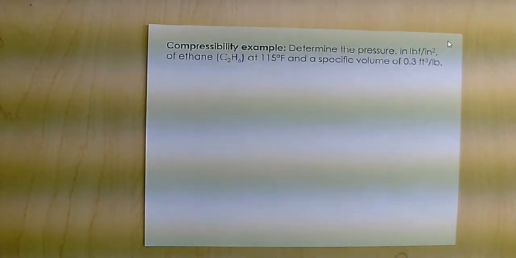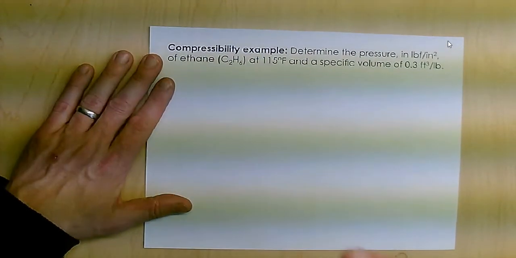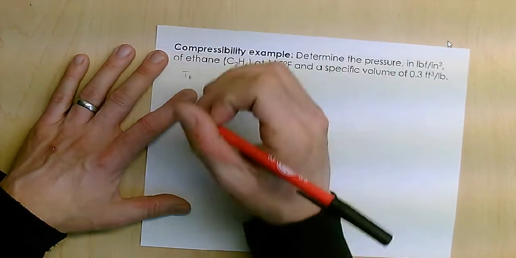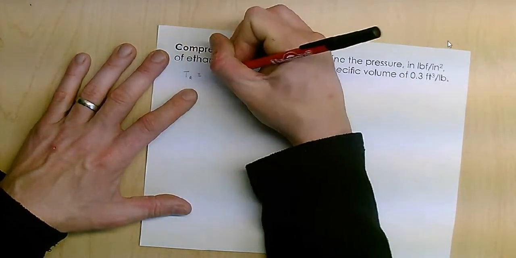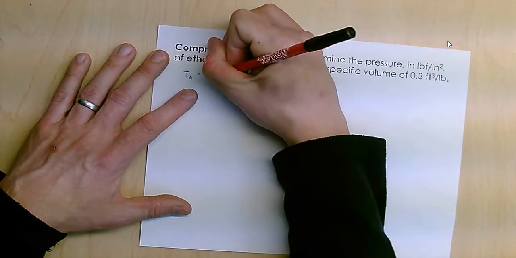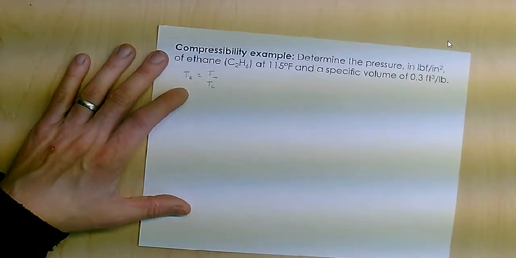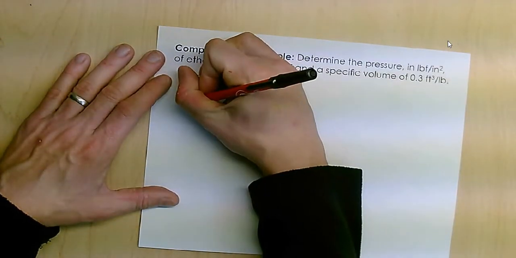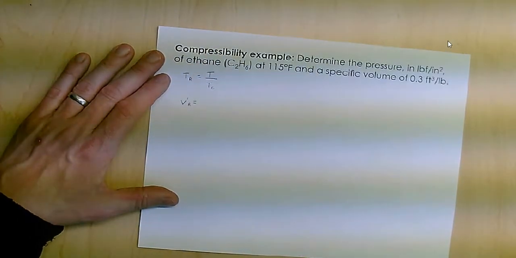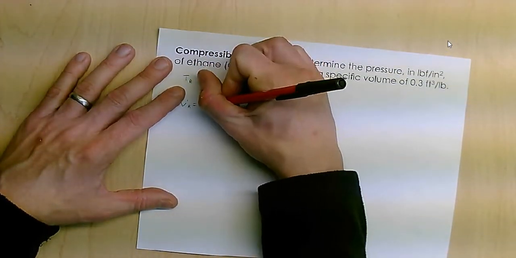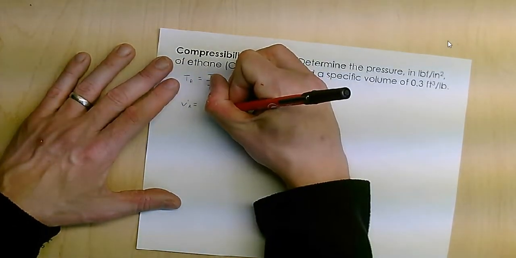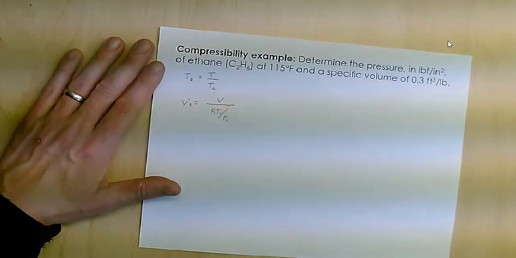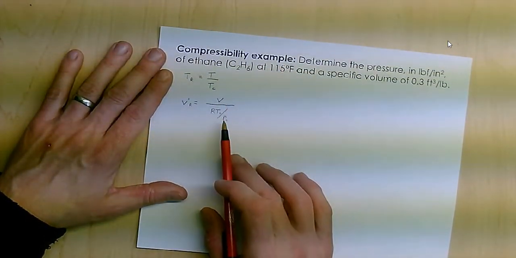Okay, so remember, in this chart we need the reduced temperature, which is my current temperature over the critical temperature. I also will need, well, they're given the volume, so I'll need the pseudo-reduced volume. And if you don't remember, that's given from the equation V over RTc over Pc.